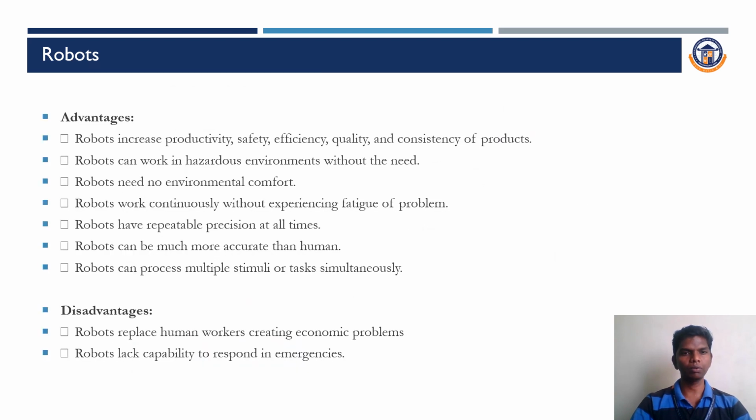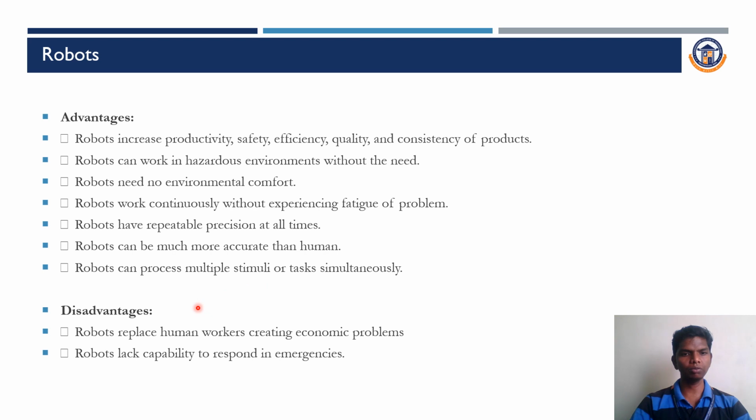The advantages of a robot are known to everyone. A robot increases productivity, safety, and efficiency. A robot can work in hazardous environments, does not need environmental comfort, and can work continuously without fatigue problems. A robot has repeat precision at all times. A robot can be much more accurate than a human. A robot can process multiple stimuli or tasks.